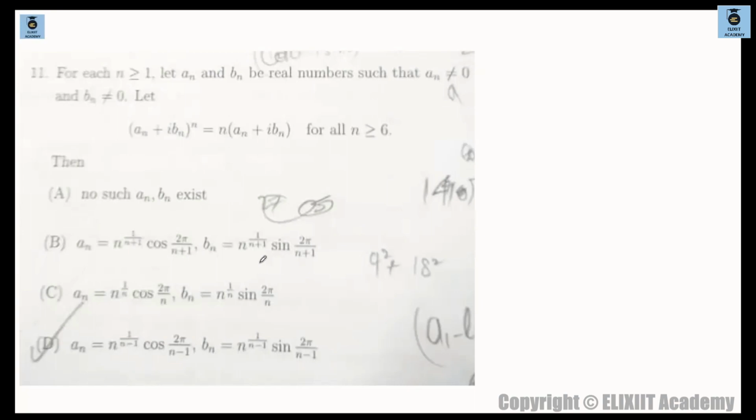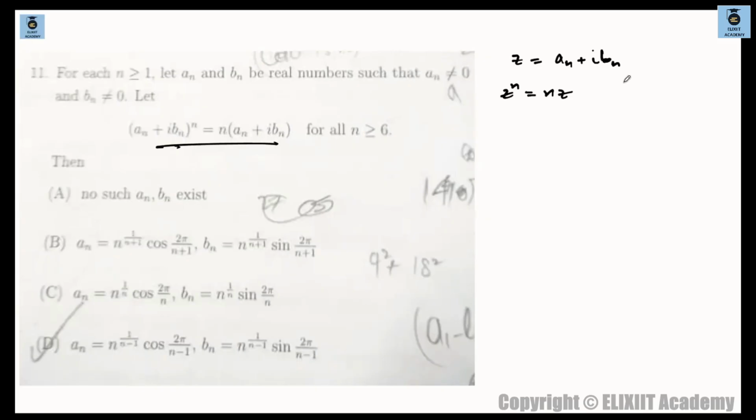By looking at this relation, we can get the feel of De Moivre's theorem or Euler's expression. So I define this complex number Z to be an plus i bn. What we have to do is solve this relation: Z to the power of n is equal to n times Z. That's what we need to do.